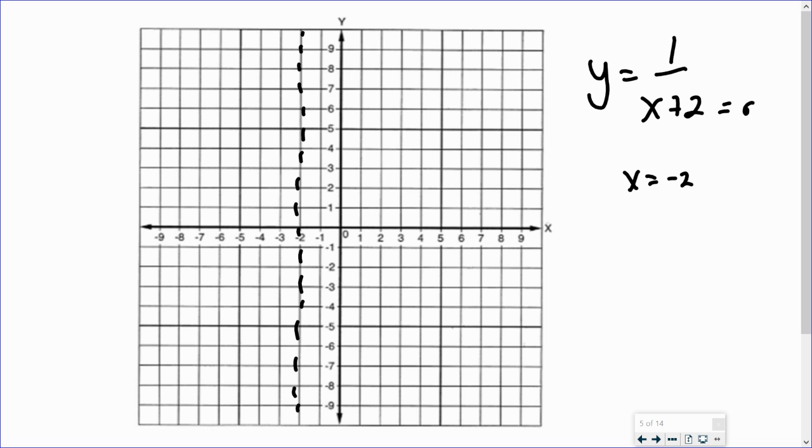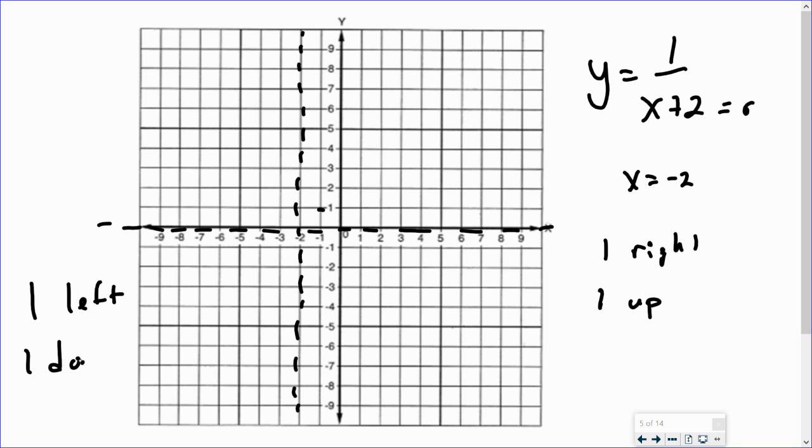My horizontal asymptote has not moved up at all, so it's still right here. It always goes through one right, one up, and then one left, one down. That's my normal one, so this particular graph will look something like this. Notice it's in quadrants 1 and 3. It always comes out that way, always graphs that way.